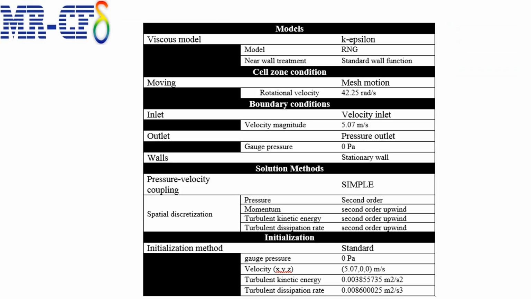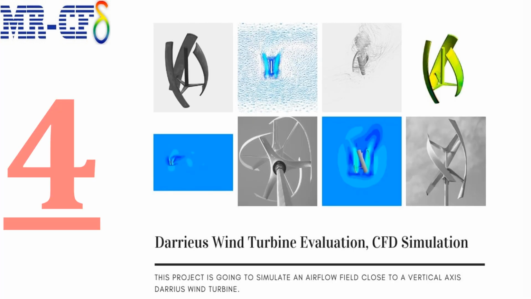Finally, a summary of different settings and setup that we have used in our project is presented to you in the slide. Project 4 is going to simulate an airflow field close to a vertical axis Darrieus wind turbine.